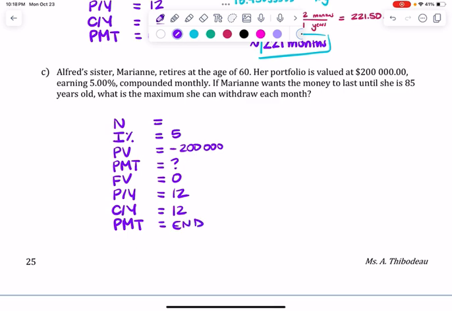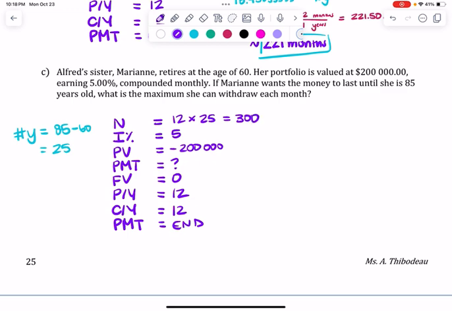So let's bank on the fact that Marianne plans to live off that money until she's 85 years old. There was no indication of when she's withdrawing that money, so the assumption is end. Now we need to figure out my N value. N is equal to my PY, 12, times my number of years. My number of years isn't explicitly given, but she wants to be 85 at the end and she's 60 now, so that difference is 25, which means she would be withdrawing that money for 25 years. When I multiply those, I get 3,000.